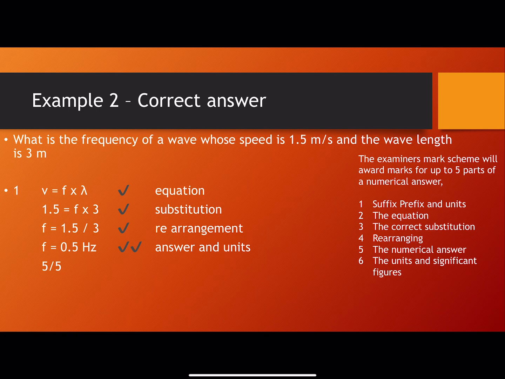So here's the correct answer. What is the frequency of a wave whose speed is 1.5 meters per second and the wavelength is 3 meters? First of all, you write the equation, then you put the numbers in, the substitution, then you rearrange it. The 3's multiplying on here, so the 3 becomes divide over there. Perhaps you could have put a step in the middle where you'd have done 1.5 divided by 3 equals f, so you've kept the f on the same side. Might be easier for some people to do it that way. And then we get 0.5 hertz as the answer, in units.